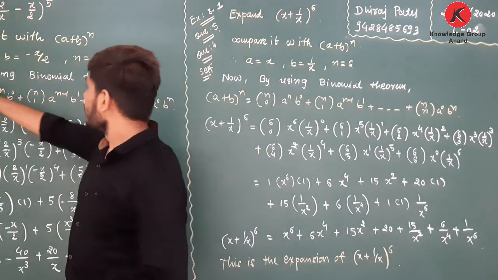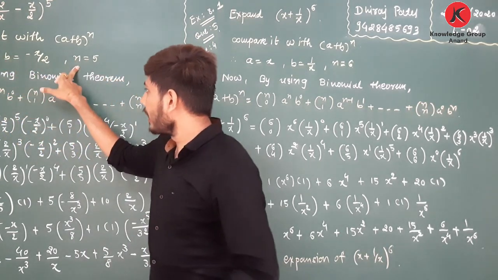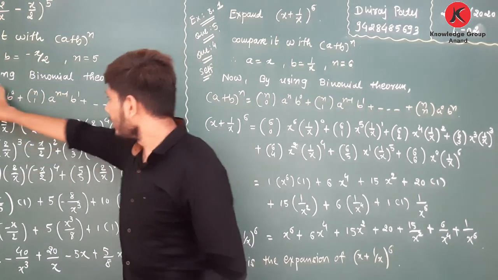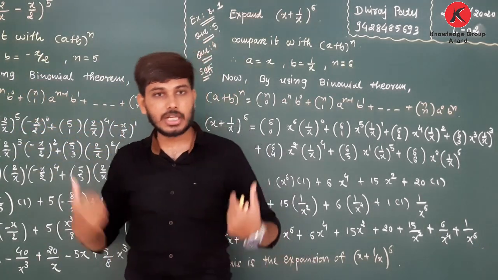First compare, then find the value of a, b and n. By use of binomial theorem you have to put the value of a, b and n in your binomial theorem. We can calculate it easily.